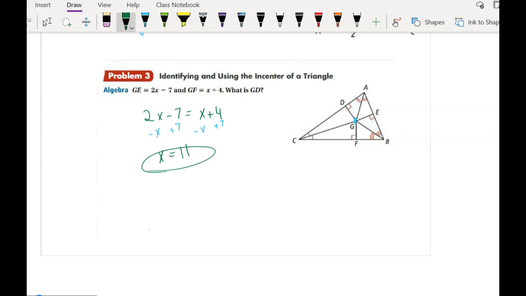So the easiest equation for me, I'm going to choose to use x plus 4. So GF is equal to x plus 4. GF is equal to 11 plus 4, so that is equal to 15. And I know that they are all equal, or congruent. So I know that GD is equal to 15 as well.